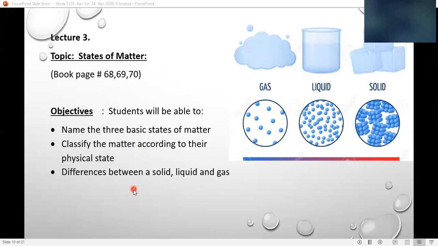You can also find the topic, states of matter, in your book, page numbers 68, 69, and 70.